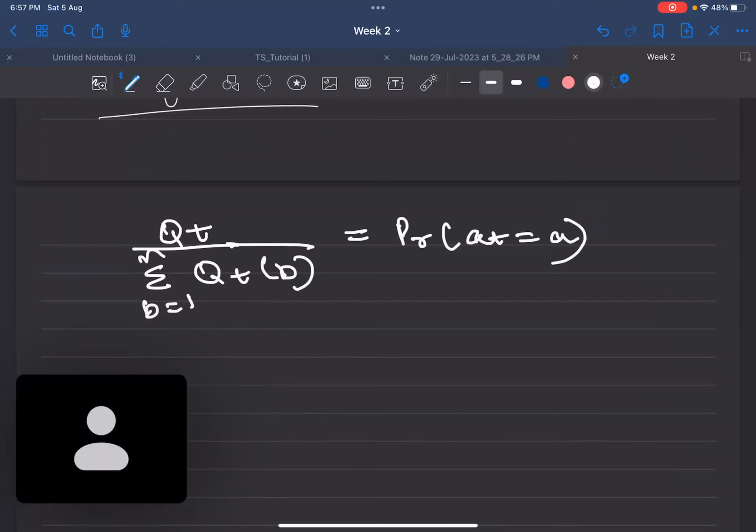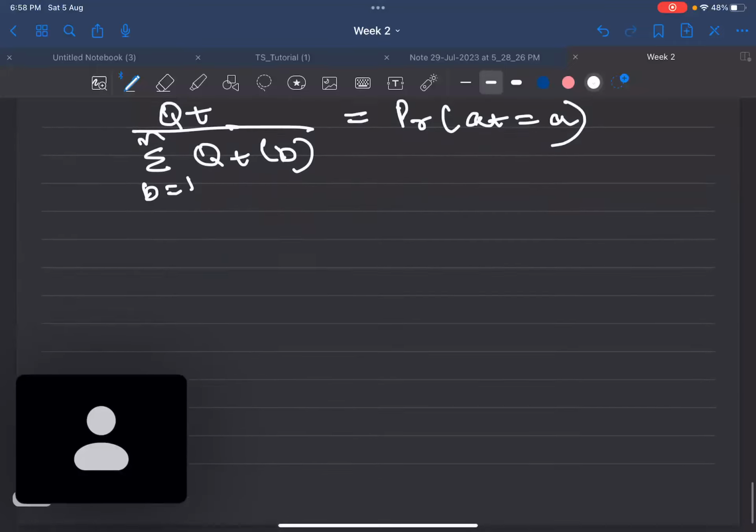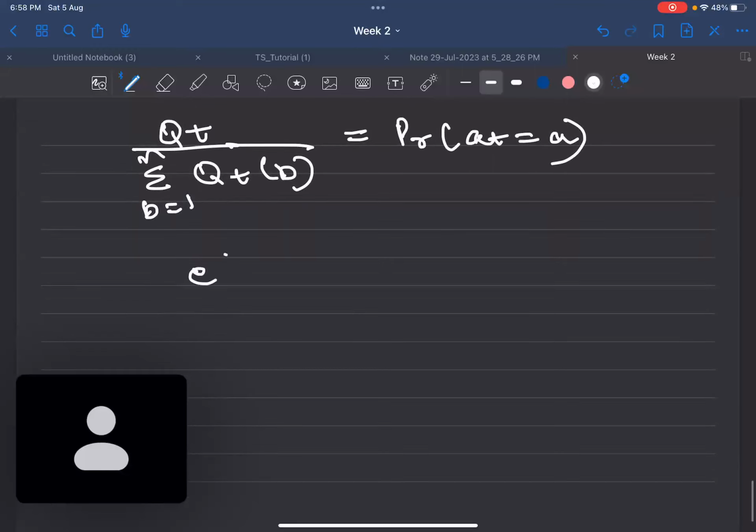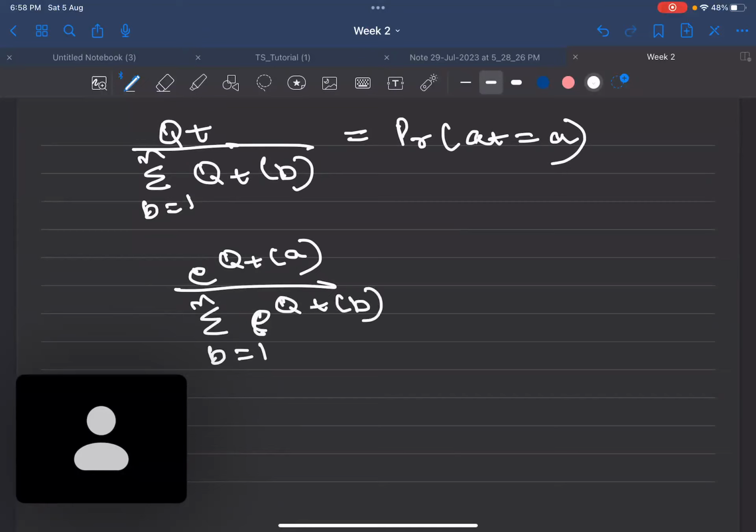Can anyone explain this? This is the estimated reward value Q at time t divided by the sum of all the values. Now, why did we come up with the second equation? Because in the first one, the probability can become negative. Yes. So to incorporate those, we use the exponential.